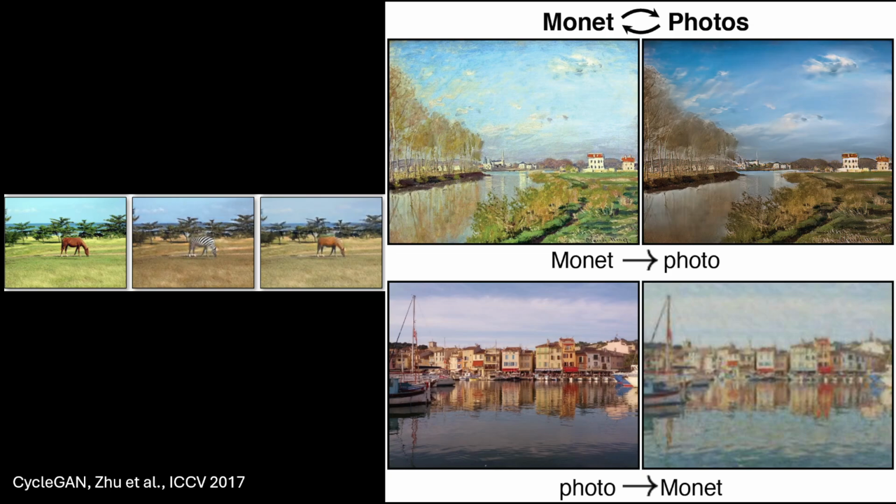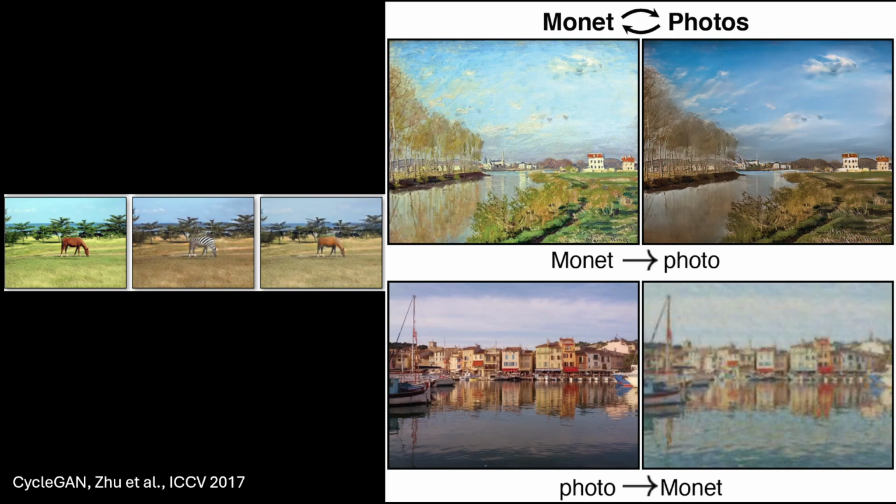This is just another example of going back and forth between photographs and pictures. You can say, okay, I want to make sure that the cycle of taking a photograph and turning it into a picture and turning it back into a photograph, or I'm sorry, taking a painting, turning it into a picture, and then turning it back into a painting, should be mutually consistent.